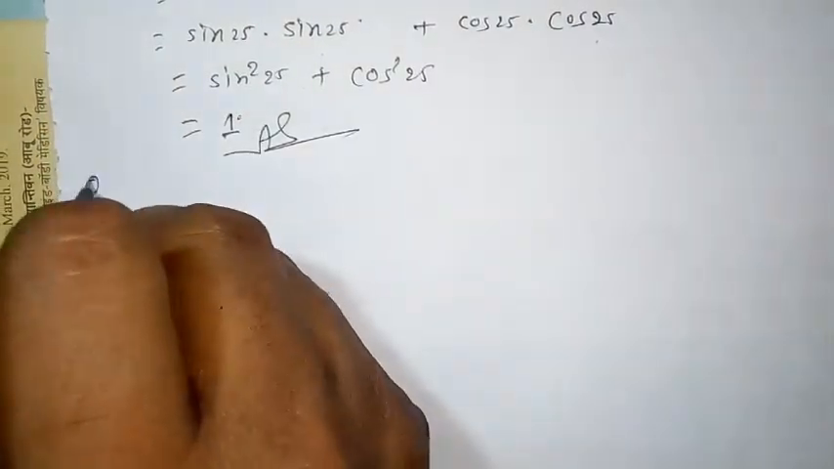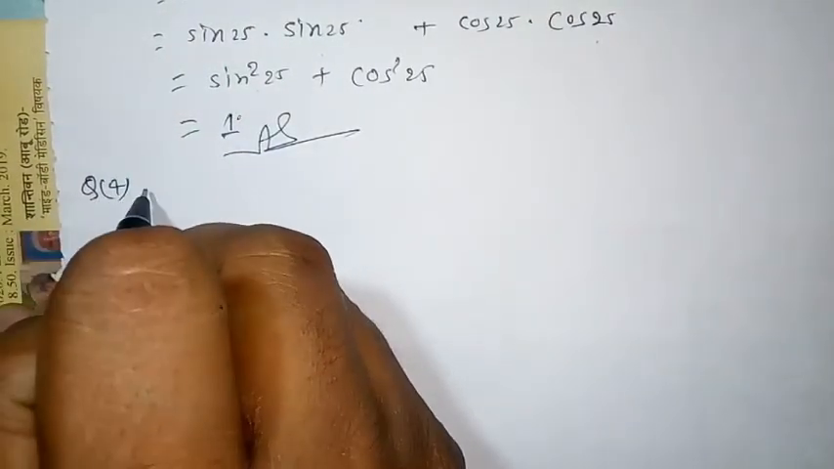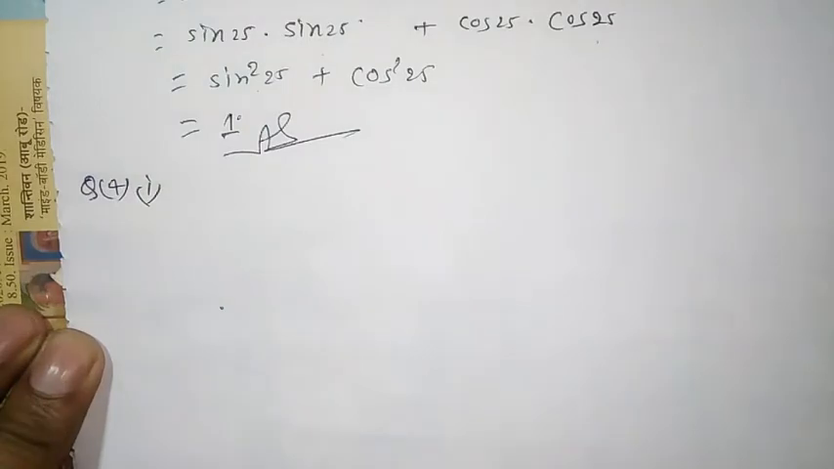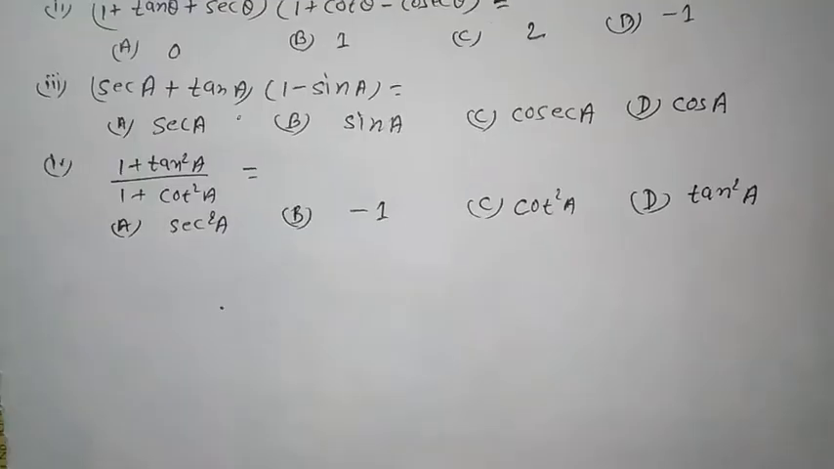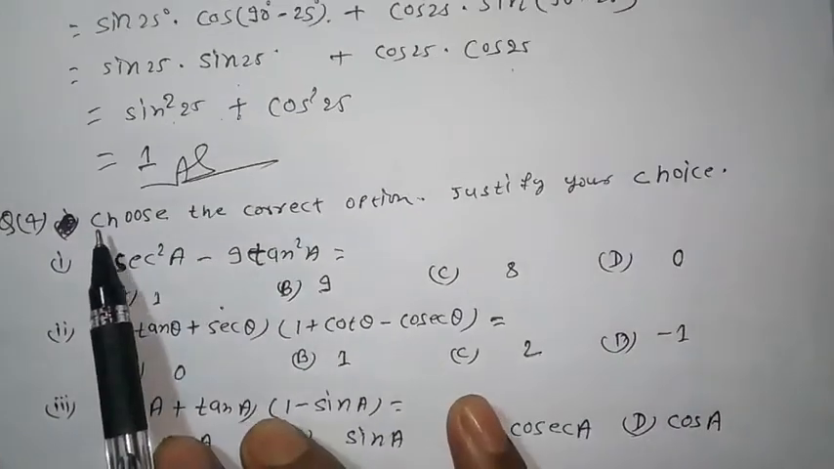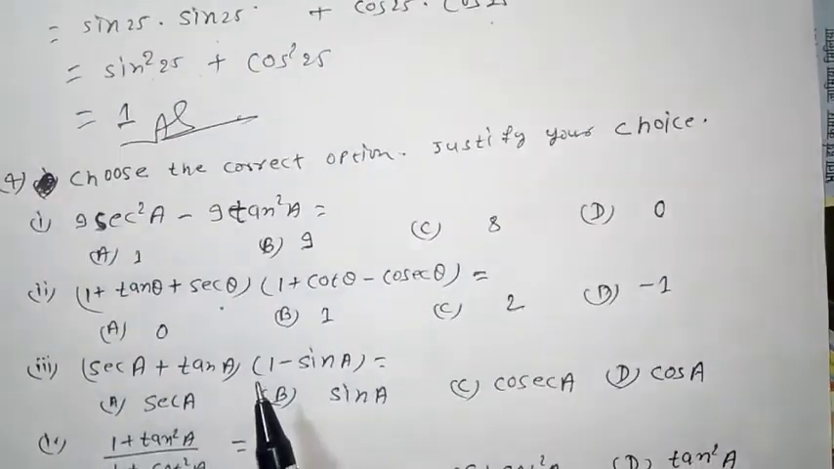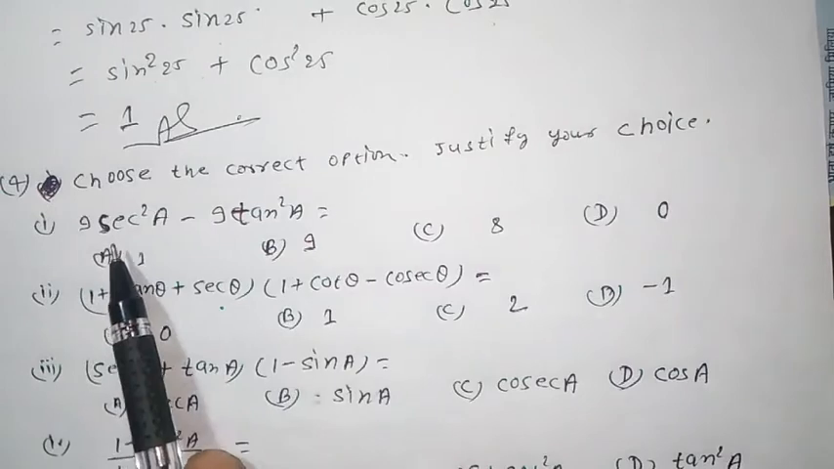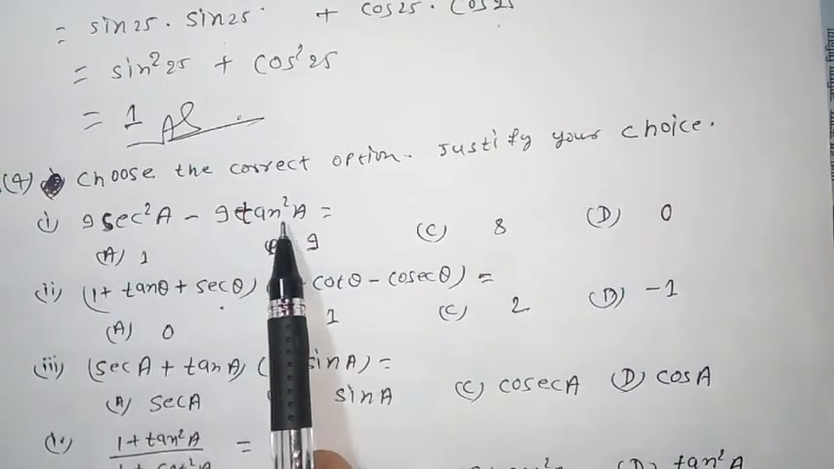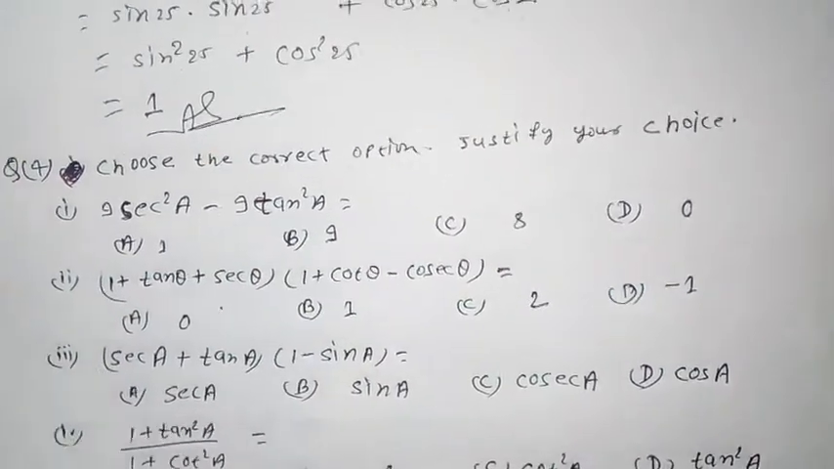Now the next question, question number 4. Choose the correct option. Justify your choice. First, 9 sec square a minus 9 tan square a is equal to.